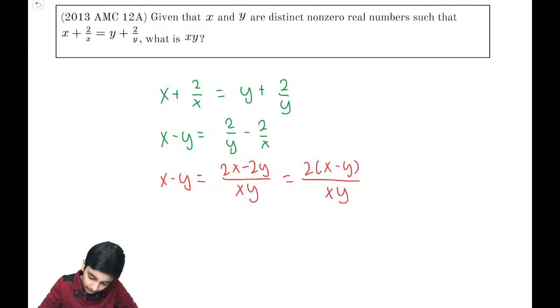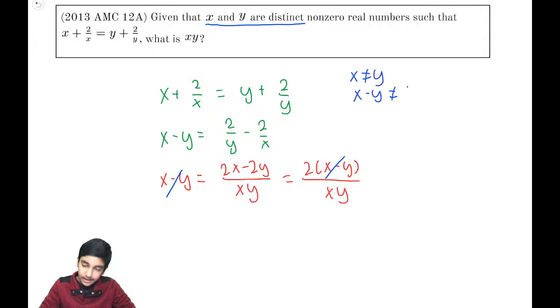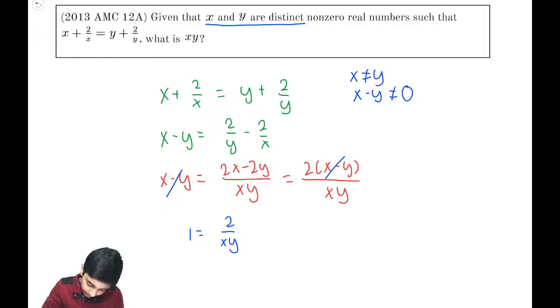From here, we can cancel out x minus y from both sides because we know x and y are distinct. And if x is not equal to y, then x minus y is not equal to 0. And the reason is that when we know they're distinct, and we know x minus y is not 0, then we can divide by x minus y. And then when we divide by x minus y, we get that 1 equals 2 over xy, or xy equals 2, which is the answer.